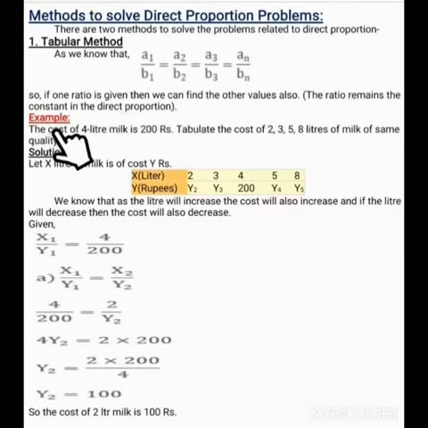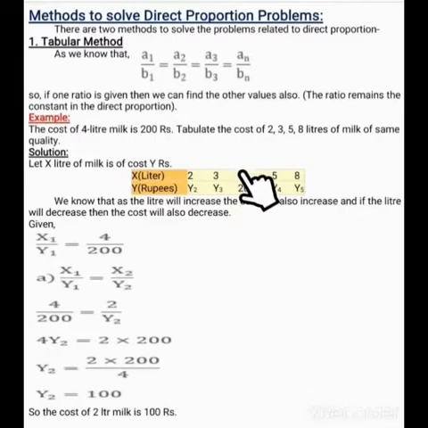Let us understand with an example. The cost of 4 liters of milk is 200 rupees. Tabulate the cost of 2, 3, 5, 8 liters of milk of the same quality. Now solution: let X equal the liters of milk and Y the cost in rupees. So we know that as the liters increase, the cost will also increase, and if the liters decrease, then the cost will also decrease.